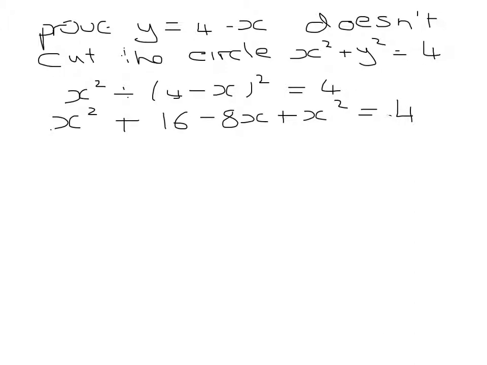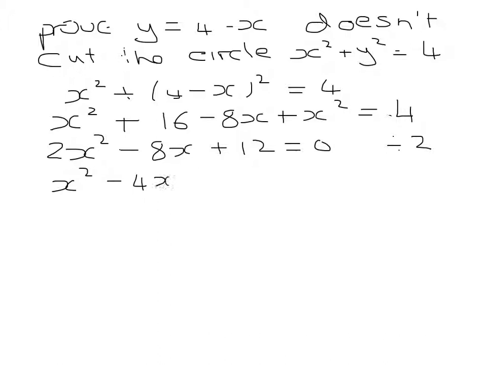Now, because it's a quadratic, we want to get it all equal to 0. So 2x squared minus 8x plus 12 is equal to 0. Now remember, whenever there's a number in front of the x squared, the first thing you should do is check to see whether it will divide into every term. And in this case it will, so we're going to divide by 2. This gives us x squared minus 4x plus 6 equals 0.